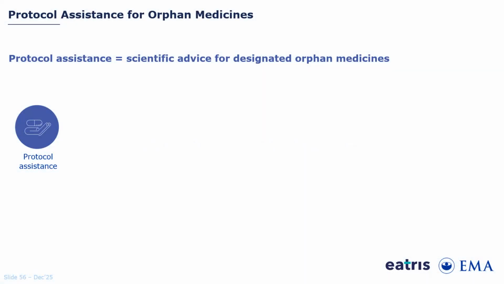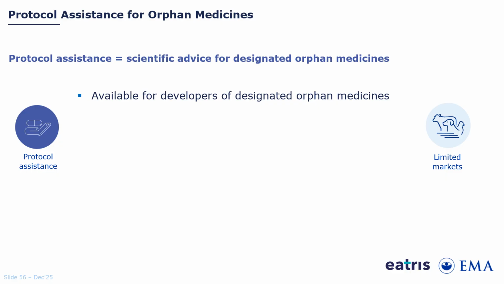Protocol assistance is a special form of scientific advice available for developers of designated orphan medicines for rare diseases. It is only available for human medicinal products. For veterinary products, the counterpart is known as limited markets. Sponsors can request protocol assistance from EMA at any stage of development, after receiving the designation. The process is essentially the same.